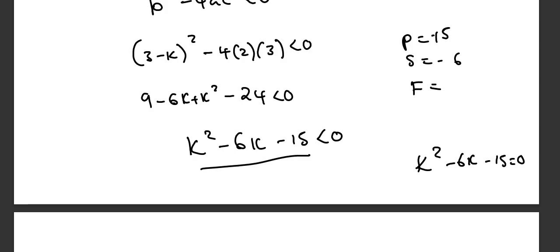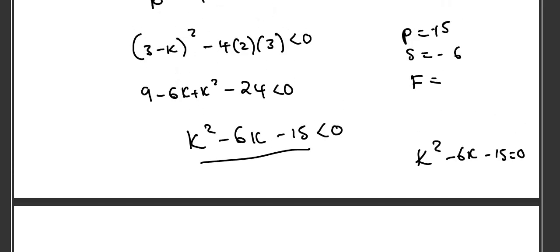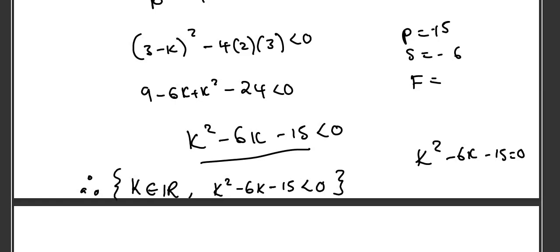So now we're saying if we try to solve this, we look for two numbers that, when we multiply them, give us negative 15, then when we add them, give us negative 6. So if it's proving hard to get, we're just saying k should be any real value provided your k squared minus 6k minus 15 should always be less than what? 0. This here can be your answer as well.